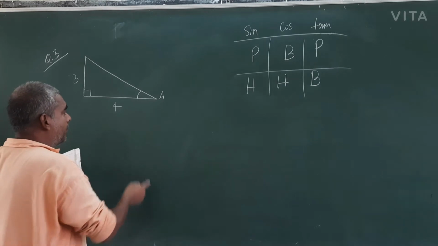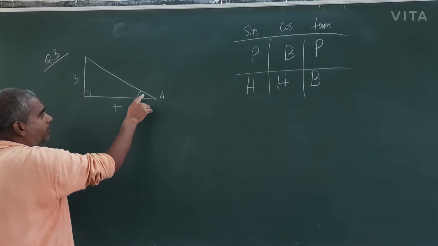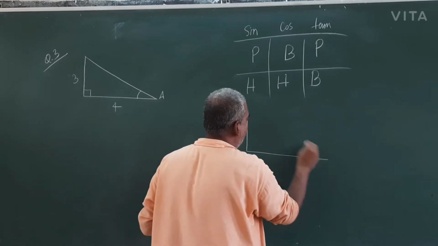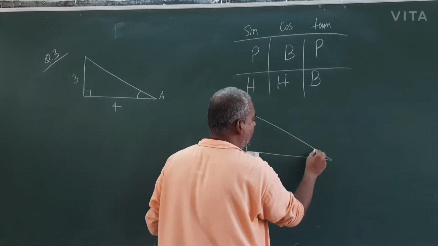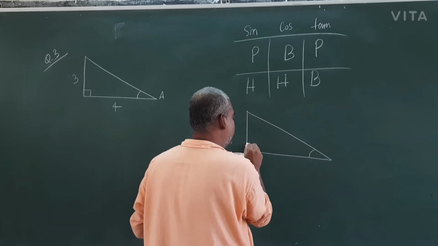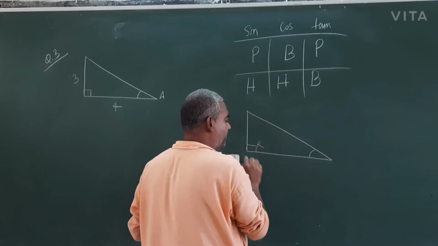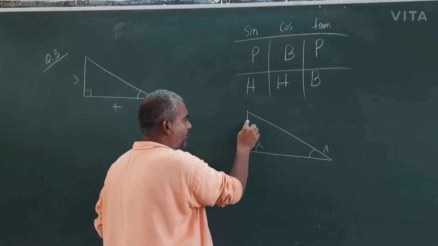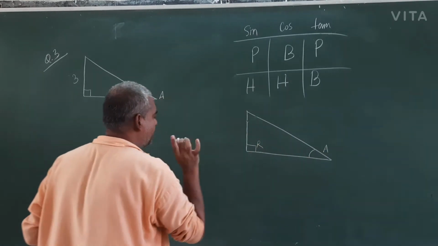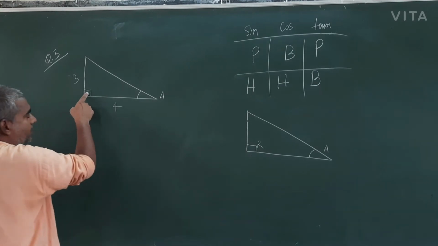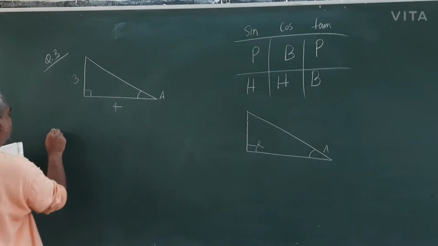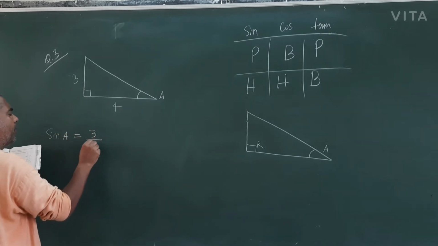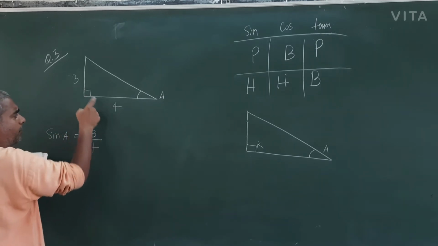So whenever you have written sine A, and also I have told you, for any angle, most of the times you will be asked for this angle. This will be the right angle because in the definition, and this will be A. Sine A means 3 upon 4. This is 3 upon 4.